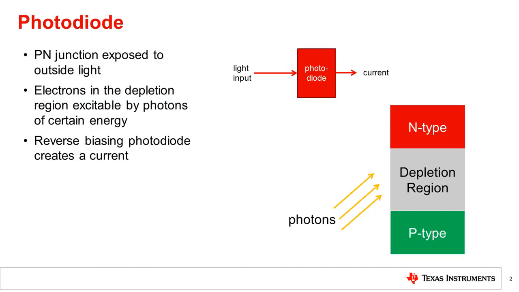A photodiode is a typical diode that is placed in a transparent package so that the PN junction is exposed to outside light. Photons of high enough energy striking the depletion region of the photodiode can transfer their energy to electrons, allowing the electron to escape the depletion region. If the photodiode is reverse biased, the voltage causes the escaping electron to flow and can create a current that is measurable called the reverse current.